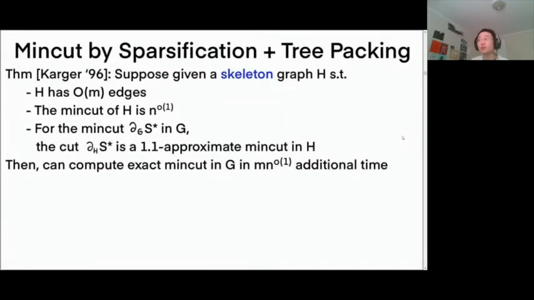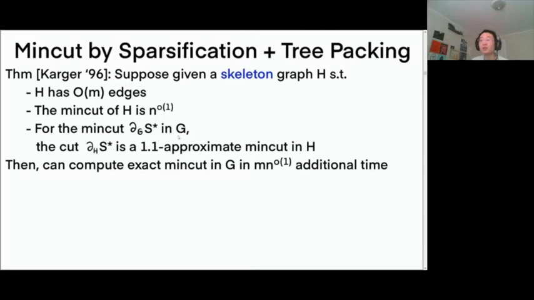So how does Karger's algorithm work by sparsification plus tree packing? Karger's first idea is, suppose that we're given a skeleton graph H. And this is a graph that satisfies the following three properties. H has roughly at most the number of edges of G. The mincut in H is small. So note that the mincut in G does not have to be small. The reason why it's called a skeleton is because the mincut gets reduced to a small value, roughly log n. And finally, we want to say that the graph H roughly preserves the mincut information in G.